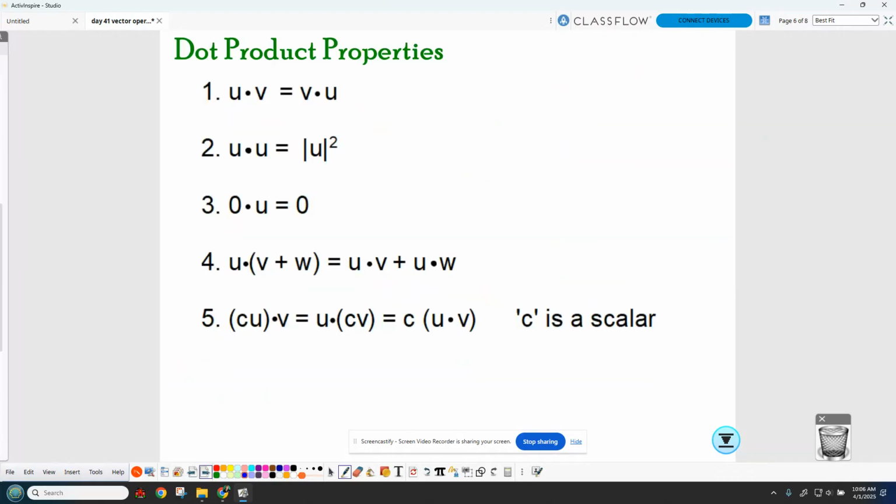Okay. Here are some properties. The dot products, if you trade them around, are going to be the same. Can you guys write these down?